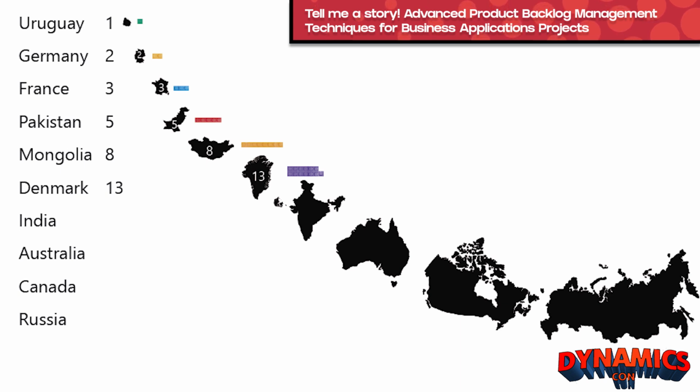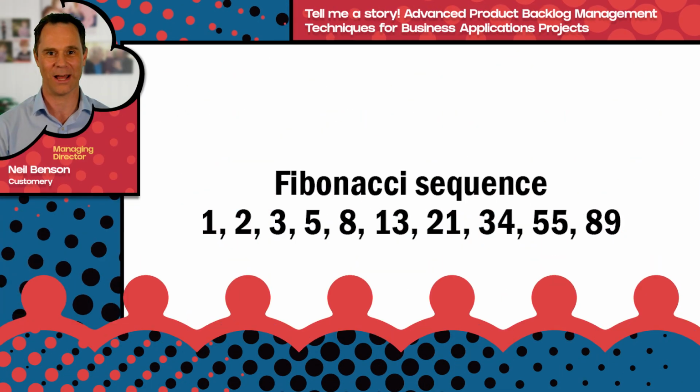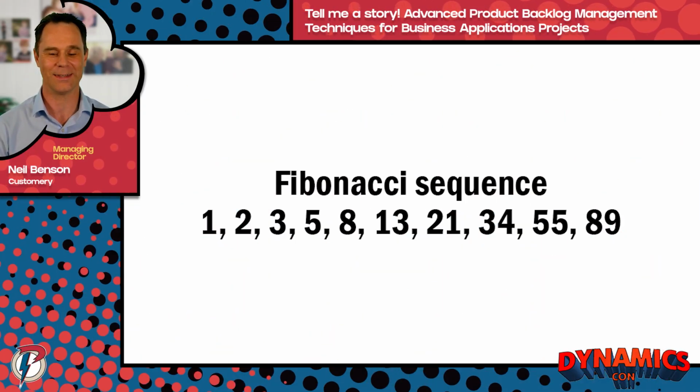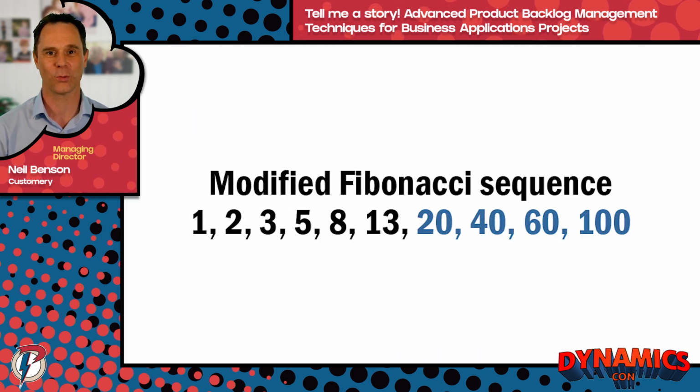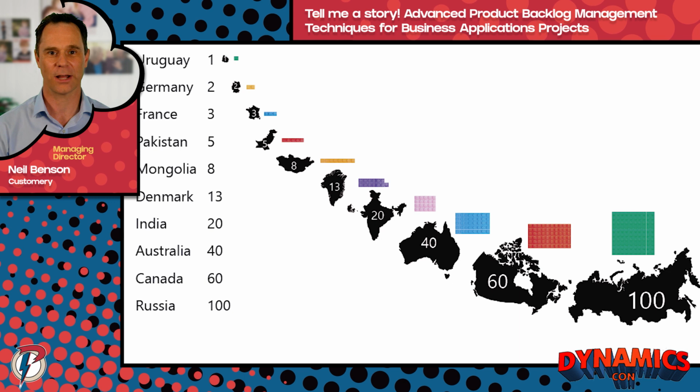You might have noticed a pattern in these numbers. It's called a Fibonacci sequence. Each number in the sequence is the sum of the previous 2 numbers. The Fibonacci sequence is often found in natural spirals as well. The numbers 21, 34, 55 and 89 can be a little bit hard for most of us to work with and add up, so lots of teams use a modified Fibonacci sequence like this one. Here's the list of countries completed using our modified Fibonacci sequence of Lego bricks.